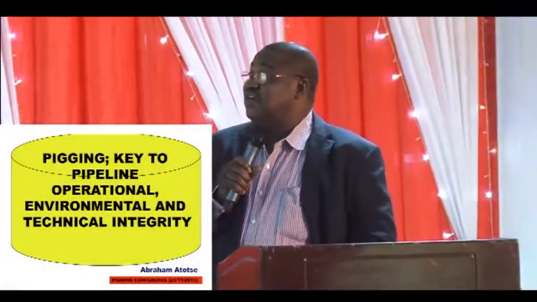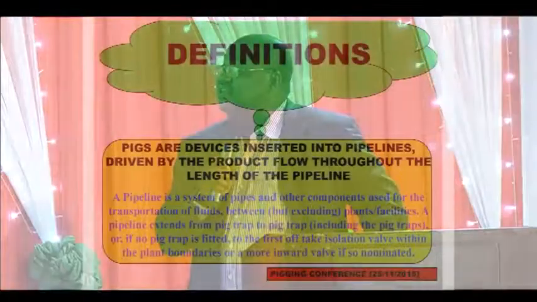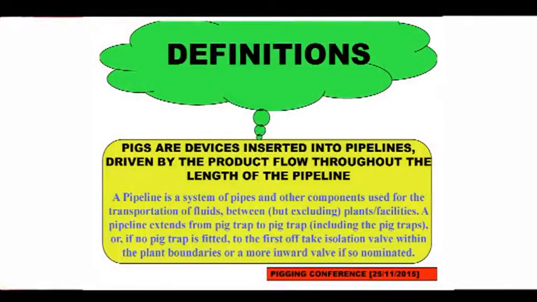We're talking about pigging, key to pipeline operational, environmental, and technical integrity. Next slide. Like the Doctor has already instructed us, it would be better if we start with definitions. And so the first one will be, what is a pig? I would say a pig is a device that is inserted into a pipeline, driven by the product flow throughout the pipeline from the beginning to the end, and for different purposes.